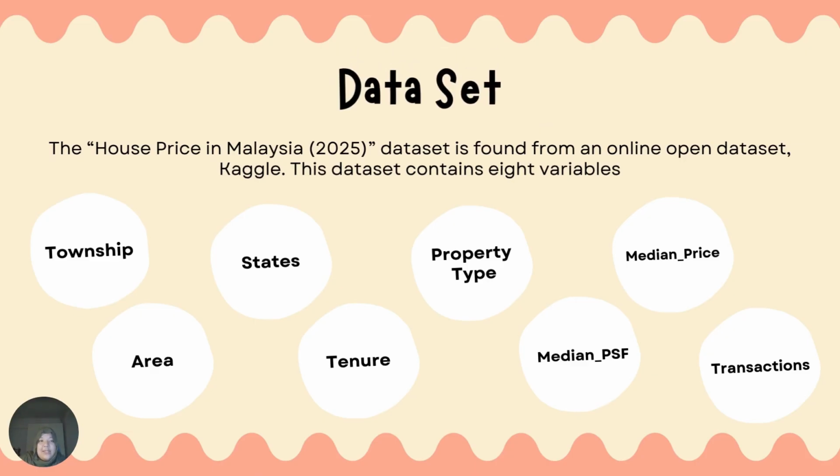So the dataset that we have chosen is the house price in Malaysia year 2025. The dataset is found from an online open dataset, Kaggle, and this dataset contains 8 variables which are township, area, states, tenure, property type, median price per square foot, and median price in Ringgit Malaysia, as well as the transactions.